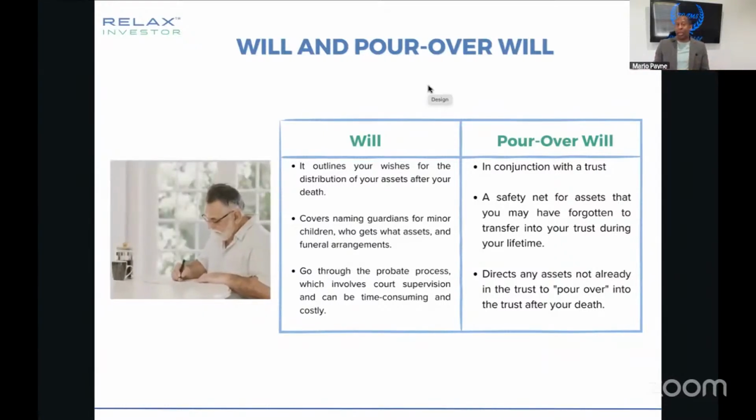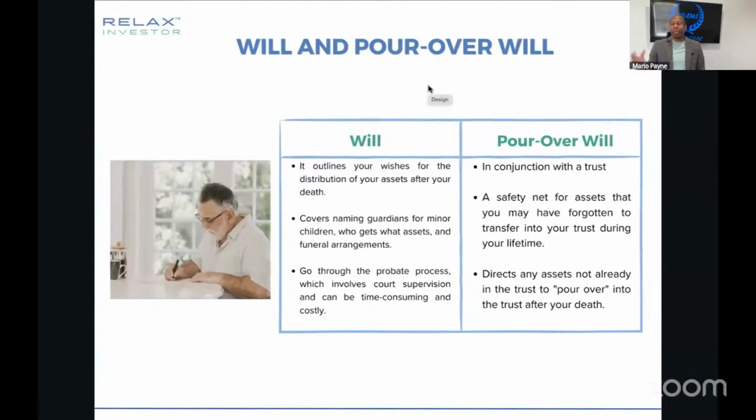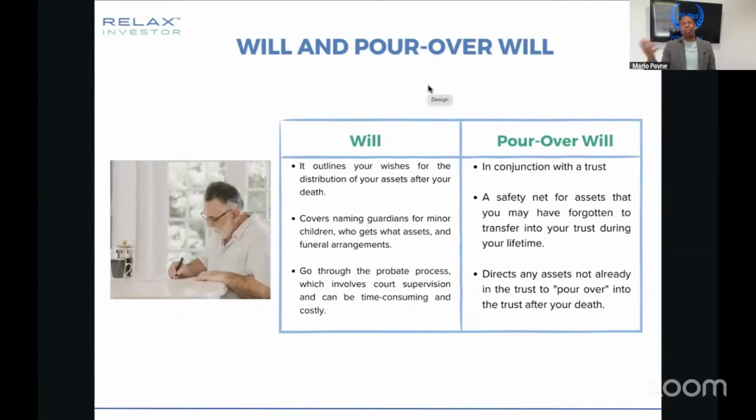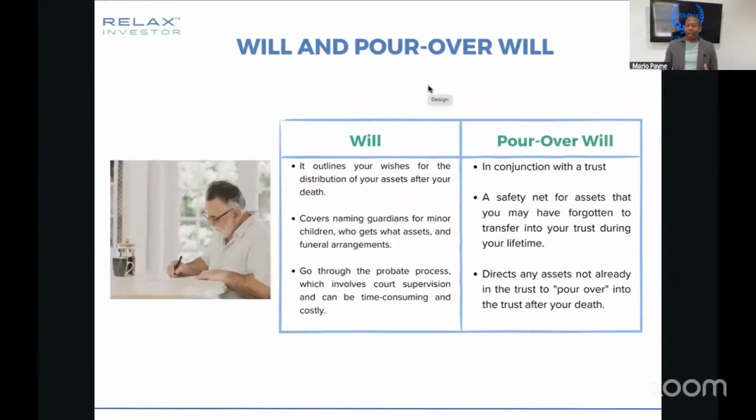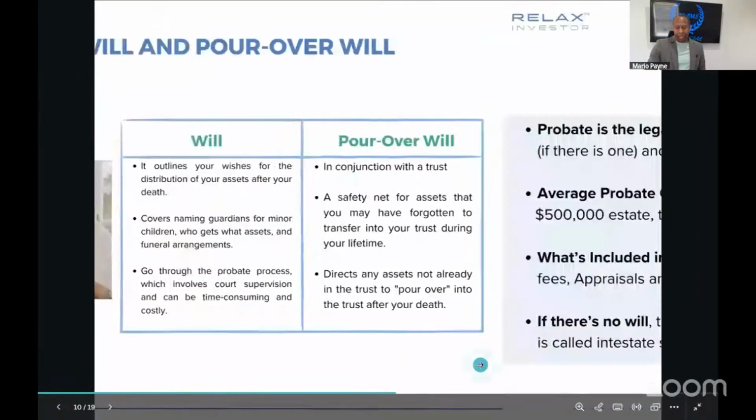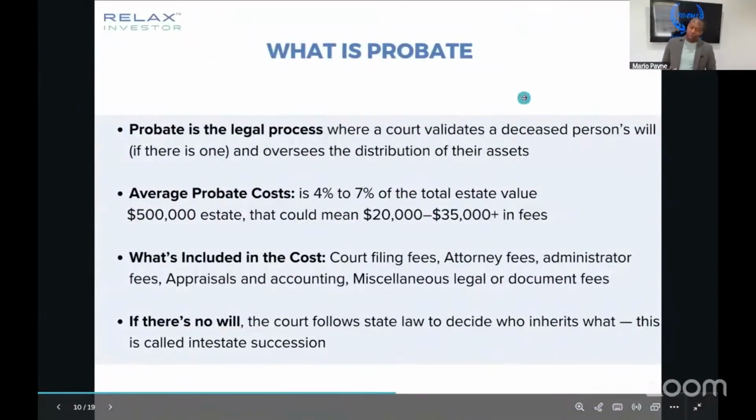Now, if you don't have a quitclaim deed, then it's still going to go to probate. But some of your assets, it does allow to avoid probate because it's a pour over will. It also directs any assets not already in the trust to pour over into your trust upon death, as I talked about, right? So what is probate?